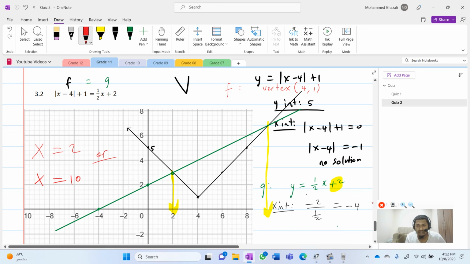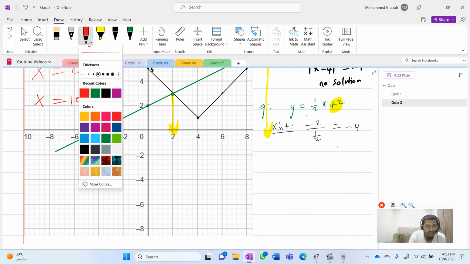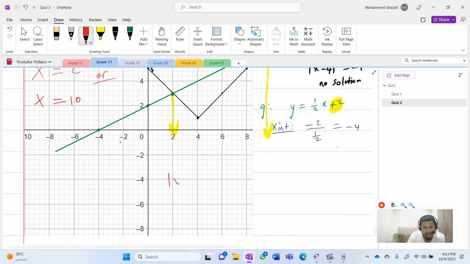Now was the graphical method easier here, or using algebra? Let's apply the algebra here. Absolute value of x minus 4 plus 1 is equal to half x plus 2. So what we will do is keep the absolute value on one side and take this 1 over. You will get half x plus 1.